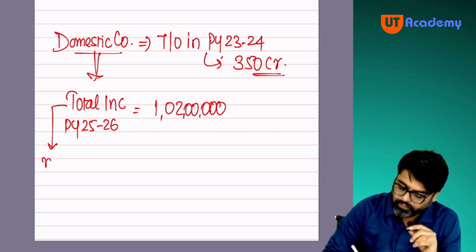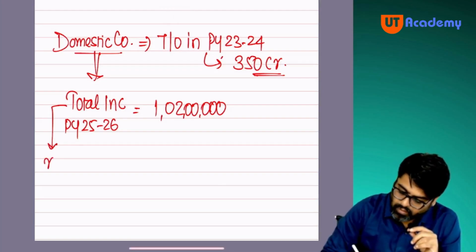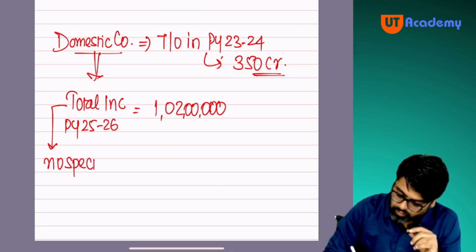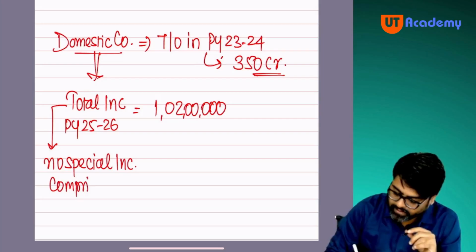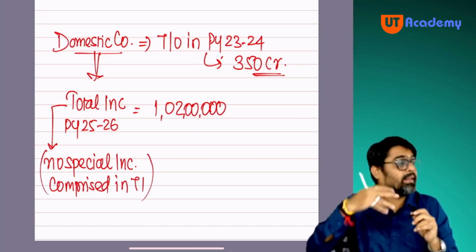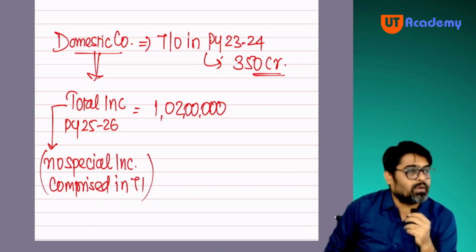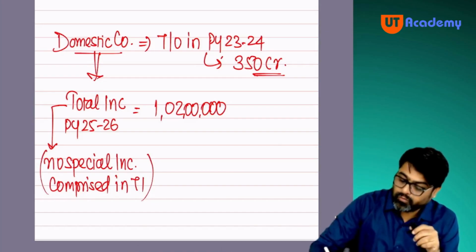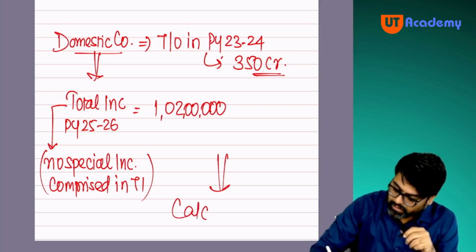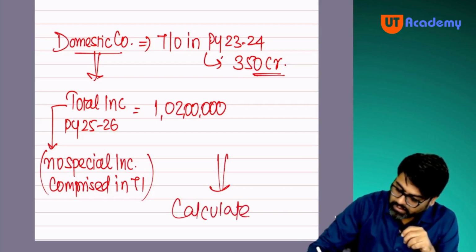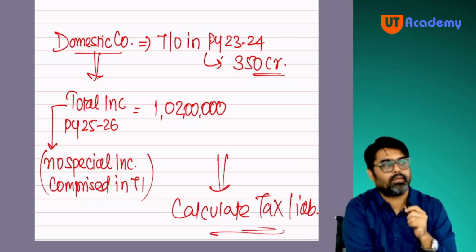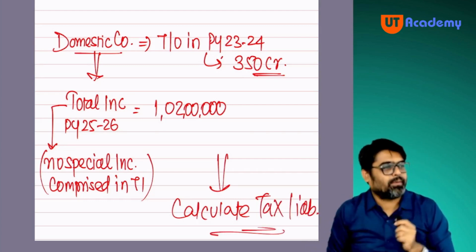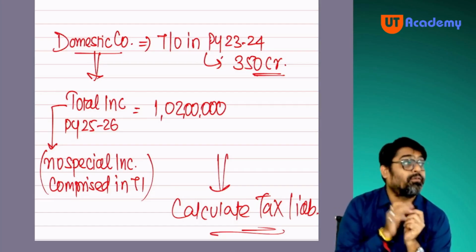Total income, no special income comprised in total income. Meaning that the entire total income is normal total income. Yes or no? Now with this information, calculate the tax liability. Come on. I'm giving you 2 minutes. Come on, do it fast. Very easy, very easy.